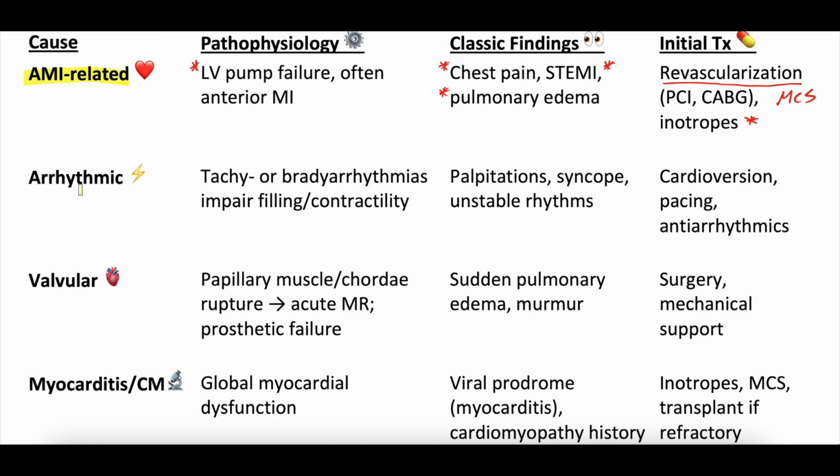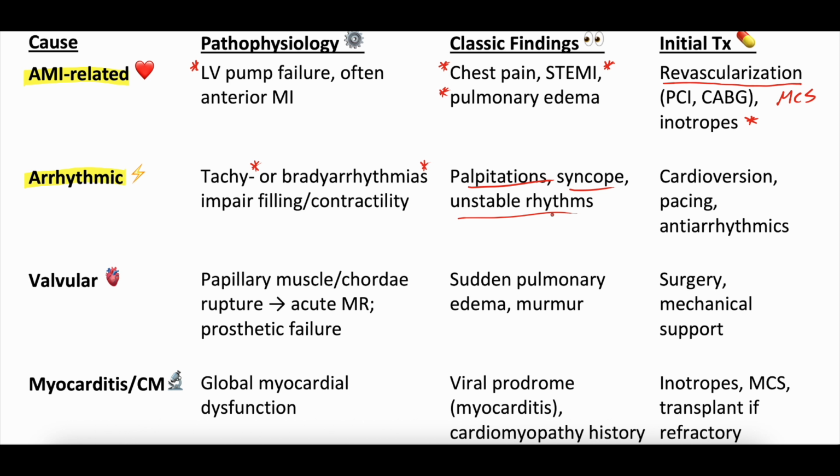All right. What about arrhythmia related cardiogenic shock? Cardiogenic shock that resulted from an arrhythmia. Pathophysiology here, it could be tachyarrhythmias, it could be bradyarrhythmias. All these things can cause shock. They can impair filling, they can impair contractility. All right, the classic findings are going to be palpitations. You might feel the arrhythmia. You might have syncope. You certainly will have unstable rhythms on your EKG.